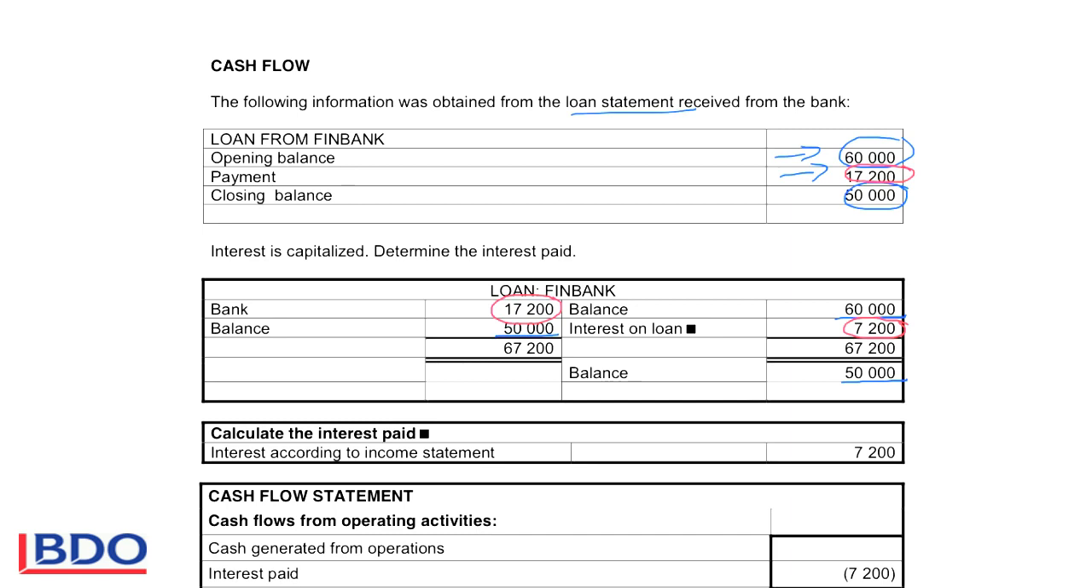Interest will be recorded in the income statement. So the amount that we will show in the income statement will be the 7,200.